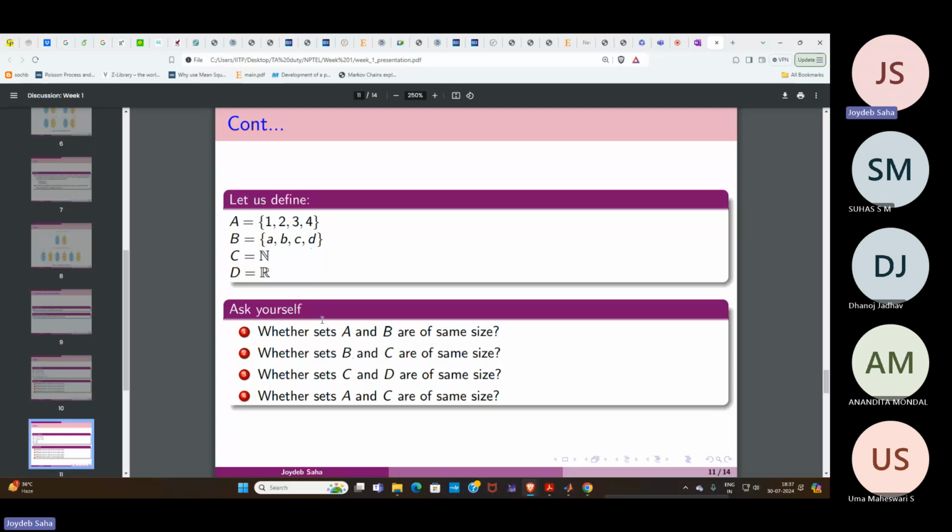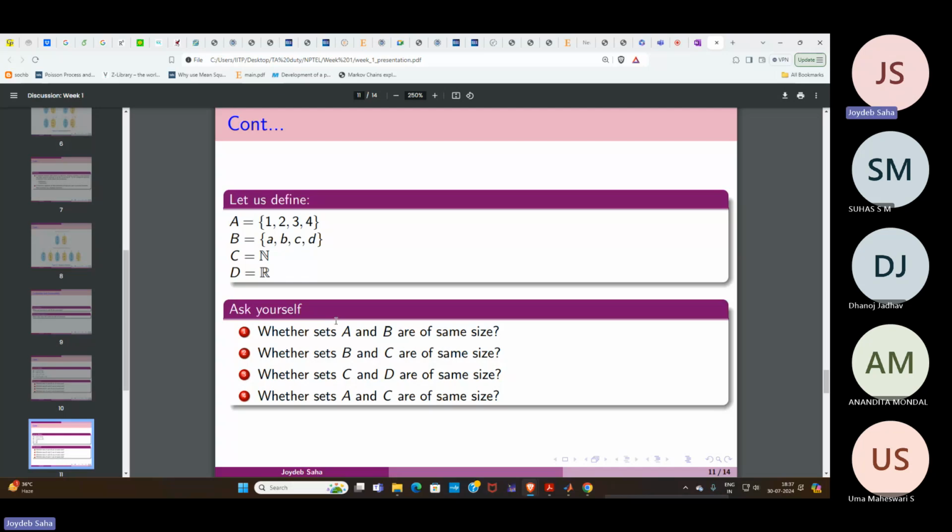We can generally see that A, B each include 4 elements. But C is the set of natural numbers, that means 1, 2, 3, 4, and up to infinity, or n, whatever you say. Then B and C are not of same size. But what about C and D? And what about A and C? You think and answer.